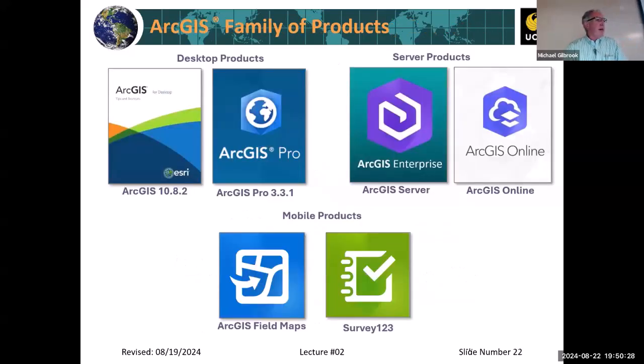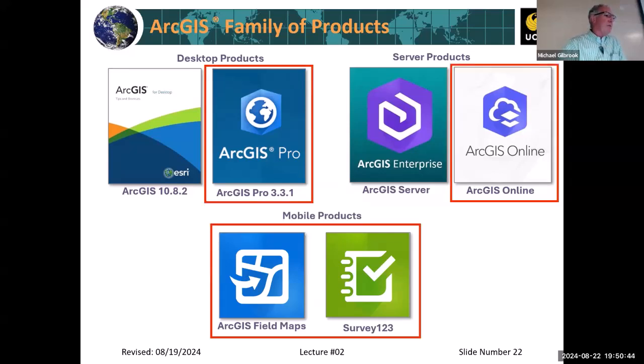So I've mentioned ArcGIS several times. It's actually a family of products. It's a name that covers all the products that this company, Esri, makes. It used to be ArcGIS 10.8.2 was what we were using in this class, but that is becoming obsolete. So we're going to be using ArcGIS Pro 3.3.1. This is the new hotness, and this is likely what future employers will be using when you go out looking for jobs. We'll also be using ArcGIS Online.